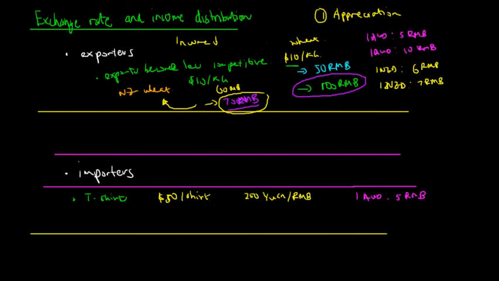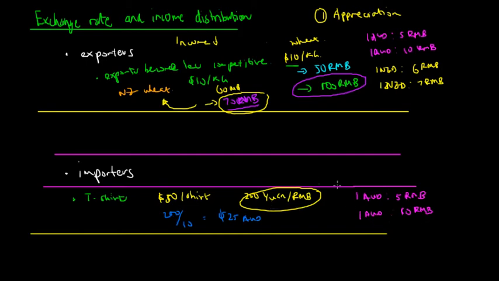Now, let's say the Australian dollar has now appreciated to 1 to 10 RMB. So now the same 250 yuan shirt would then only cost 250 divided by 10, which equals 25 AUD. So Australians would only need to pay $25 to buy the same shirt if the Australian dollar appreciates from 1 to 5 to 1 to 10.